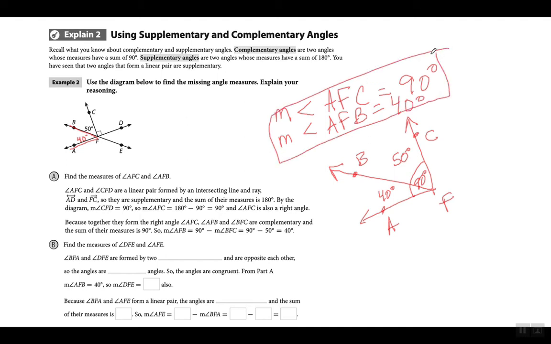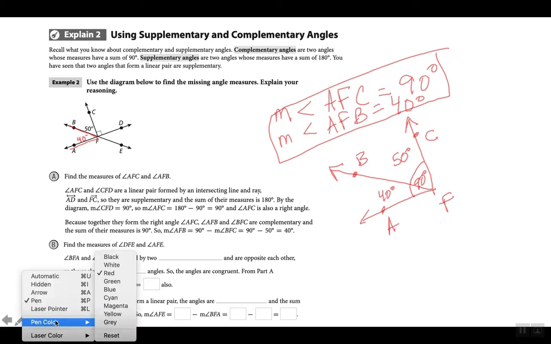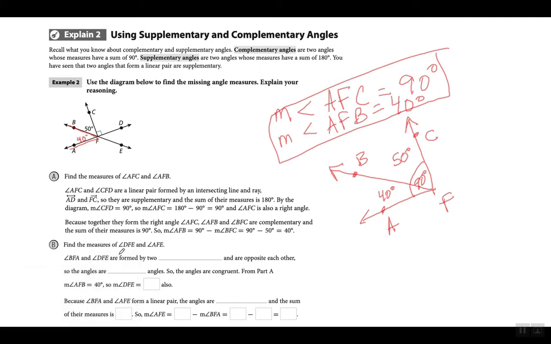Alright, let's go on to question B. Question B says, find the measures, and let me change my color here. Find the measures of angle DFE. DFE, let me see that. Okay, so DFE is here.